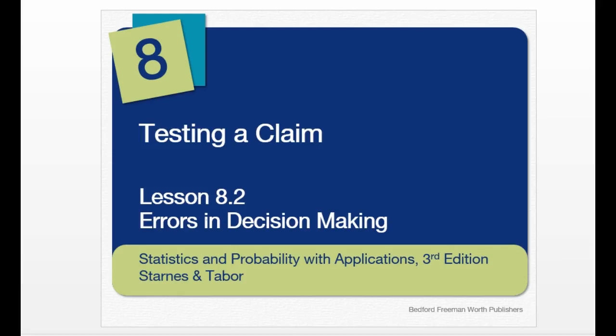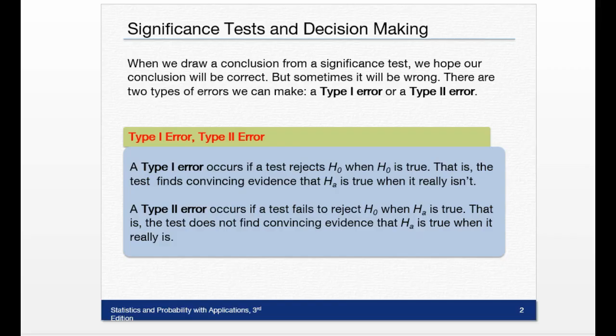All right, in 8.2, we're going to look at errors in decision making. So we've done hypothesis tests, we've made a decision of either rejecting or failing to reject, but sometimes we make mistakes. So here we go. When we draw a conclusion from a significance test, we hope our conclusion will be correct, but sometimes it's wrong. And there's two types of errors we can make, a type 1 error and a type 2 error. All right, and here's the definitions you need to write down.